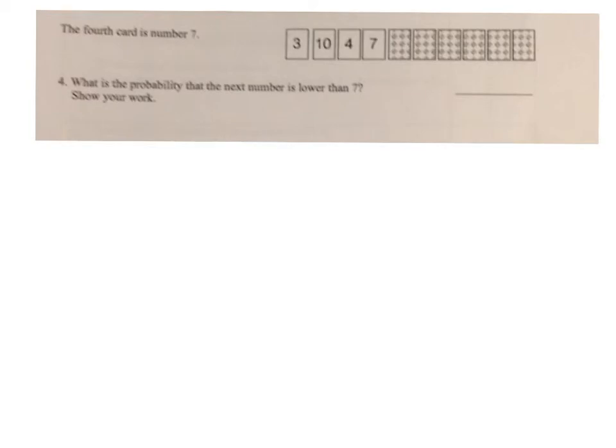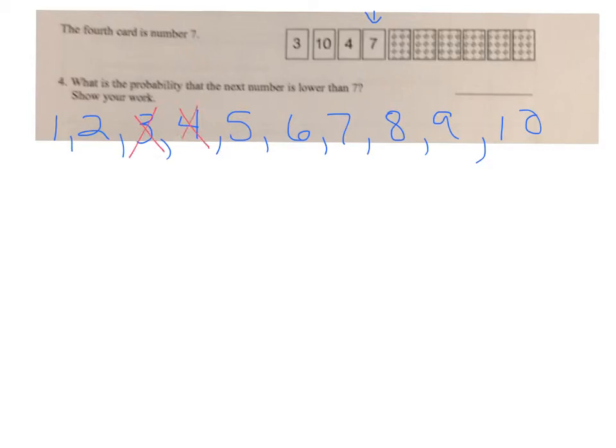All right, now the fourth card is number 7, okay? So now we'll redo our number line, and we've already crossed out again the 3 and the 4 and the 10, and now the 7. Okay, so what are we being asked to do? What is the probability? They're going to want a number of some sort that the next number is lower than 7.